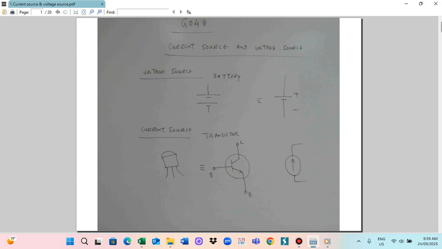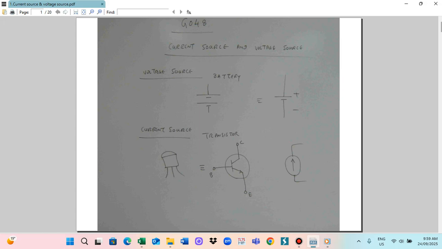So battery source is like this. Battery source, you can see that this is for battery. So all the power supply you see, this is a DC power supply. Those are the voltage source. In the practical room you see the DC power supply. This one is the DC power supply voltage source.